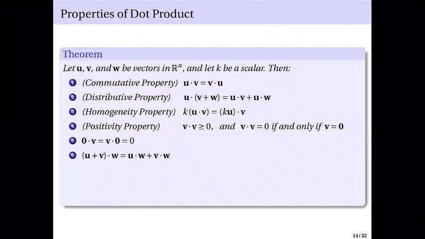Another distributive property. So (u plus v) dot w is u dot w plus v dot w. So the same as this guy here, but this time we have the right distributive. This is the left distributive, but they mean the same thing.